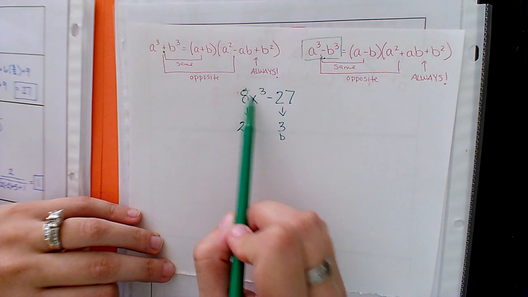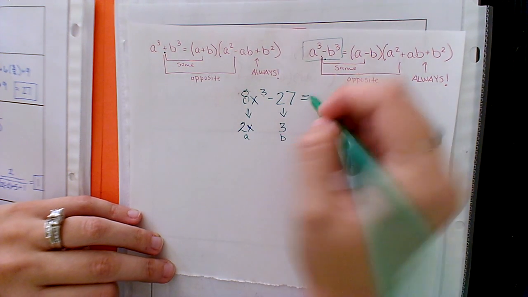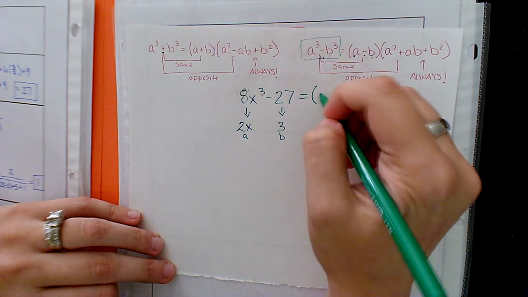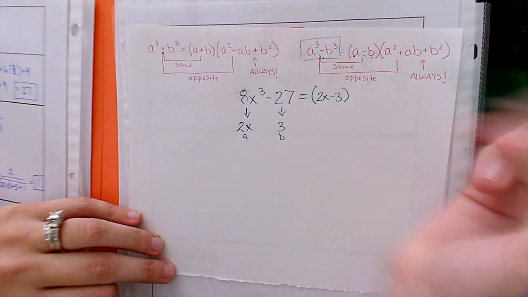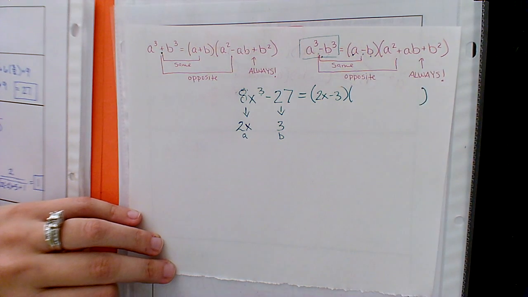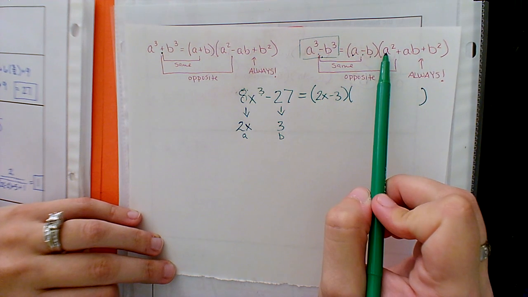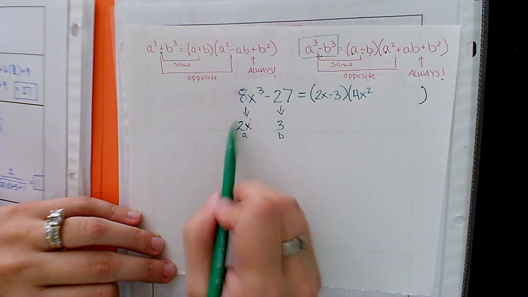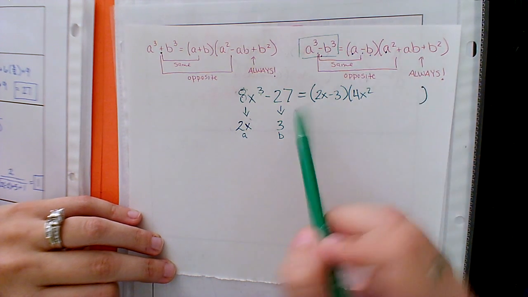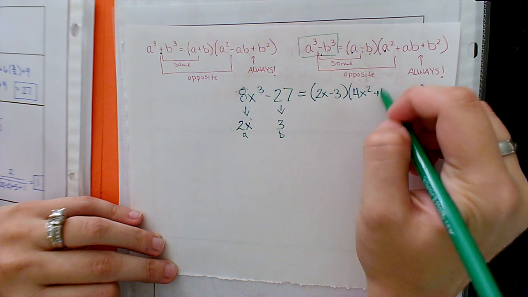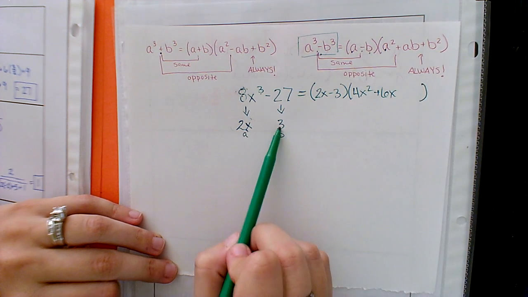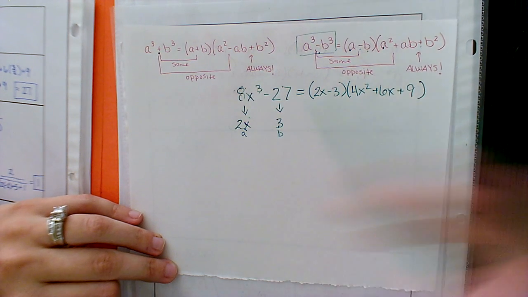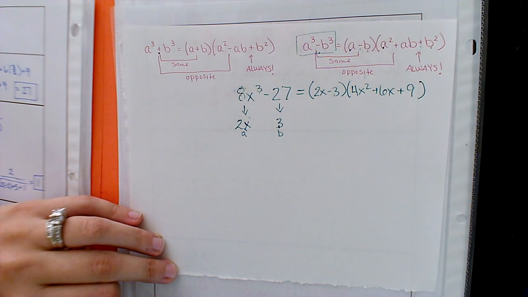So in order to factor 8x to the third minus 27, we would need 2x minus 3. And then the other factor pair, we would have 4x squared, we're squaring this 2x. We would then have a 6x, 2x times 3. And then lastly, we would have 9, 3 squared.